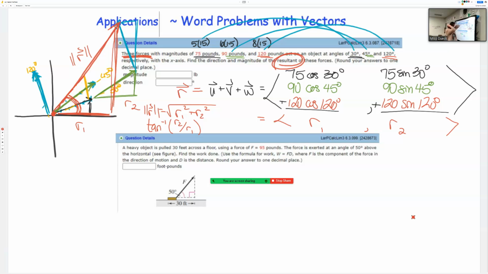Okay, so going back. A heavy object is pulled 30 feet across the floor using a force of 95 pounds. That's a magnitude, right, guys? The force is exerted at 50 degrees above the horizontal, and they gave me a nice picture, and we say, thank you. Hey, do they tell us something about work in this problem?